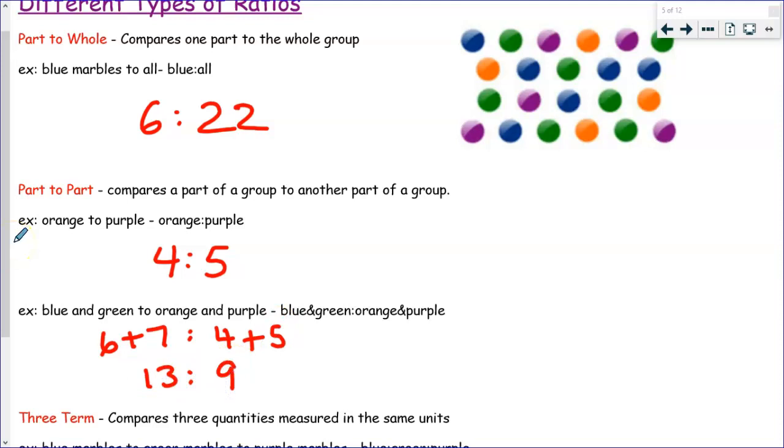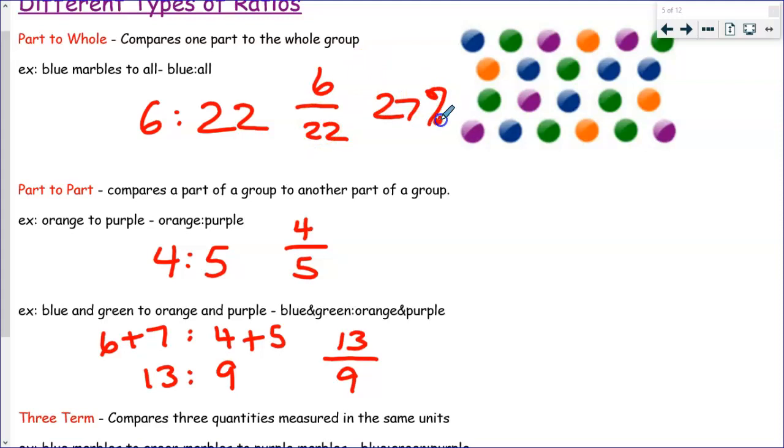Okay, and I just want to go further here and remind you that all of these can also be written as a fraction. Okay, the first number is your numerator, the second is your denominator, and it can also be written as a percentage now that we've done that whole unit. So we'd take 6 divided by 22 times 100, and that would give us 27%. 4 divided by 5 times 100 is 80%. And 13 divided by 9 times 100 is 1.4%.